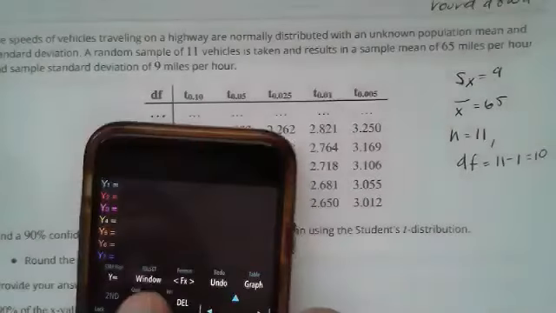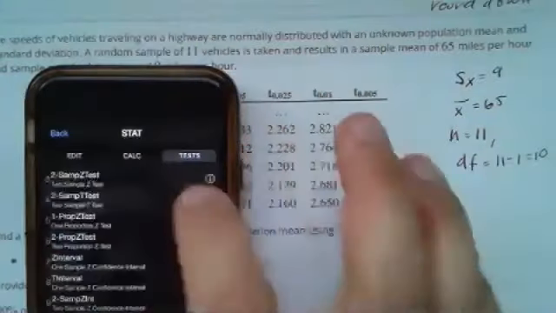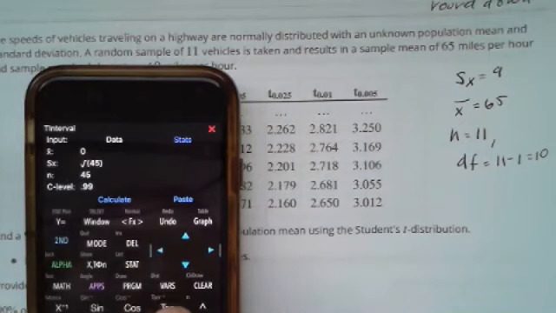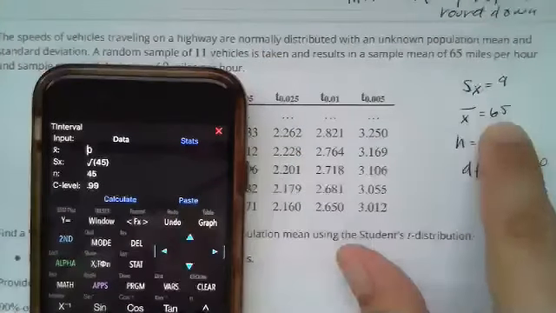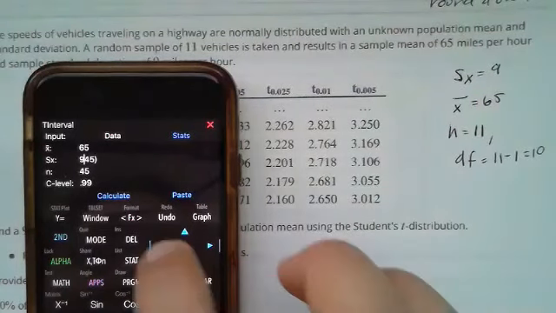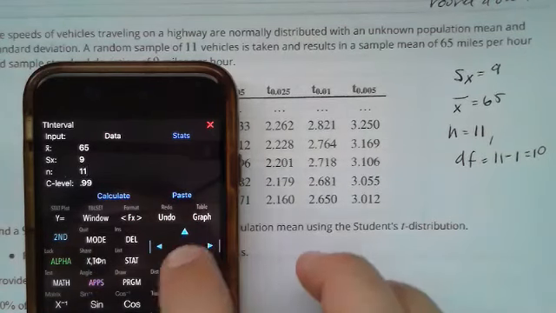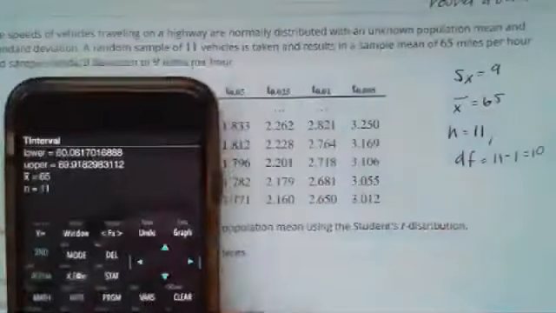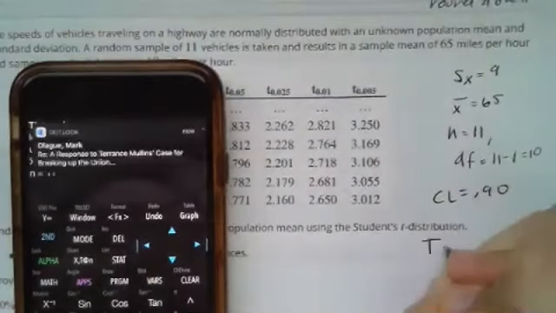So clear, so second quit. Why do I keep going to the wrong thing? So stat, test, T interval. And what do we have here? We have our info. We have X bar is 65. So 65, plug it in. S of X is 9. N is 11. And then our confidence interval is 90%. And then you just calculate it, and there it is. So CL is equal to 0.90. Use T interval.